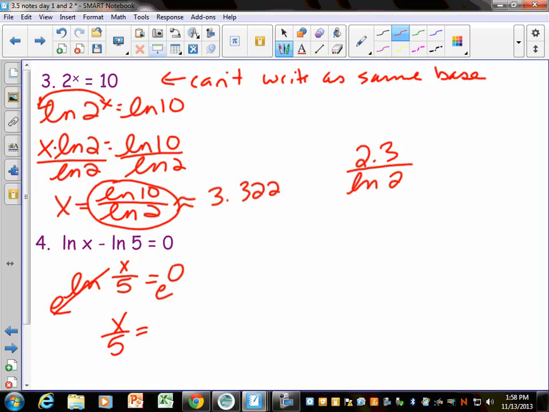And what's e to the 0? 1. And how would I solve that? Multiply by 5, and look how nice that answer is. X equals 5. And then you look at the original problem, because you probably figured out that x equals 5 to begin with. ln of what minus ln of 5 equals 0? Oh, probably ln of 5. I never even think about getting the answer by just looking, because I just want to e it.